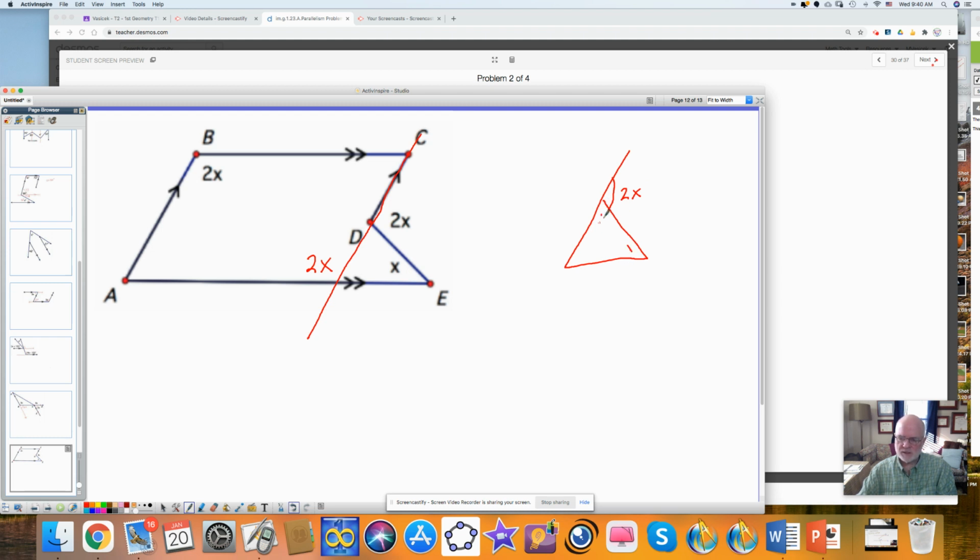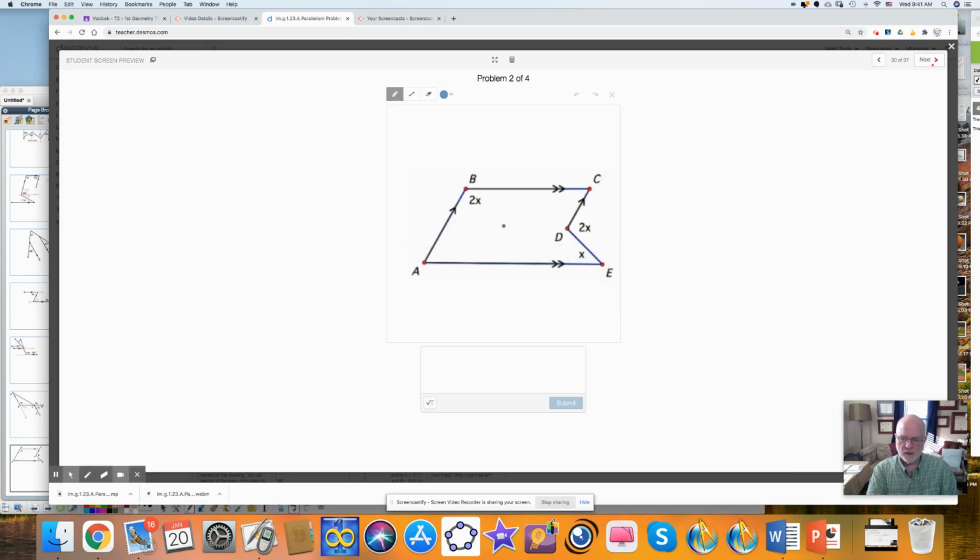2x plus this must be 180. And this angle plus this one have to be 180. So this angle must be x, because an exterior angle is equal to the sum of its remote interior angles. Can you see why this makes a straight angle, 180? And these three angles equal 180, so this has to be equal to x. From here, you should be able to solve for x.